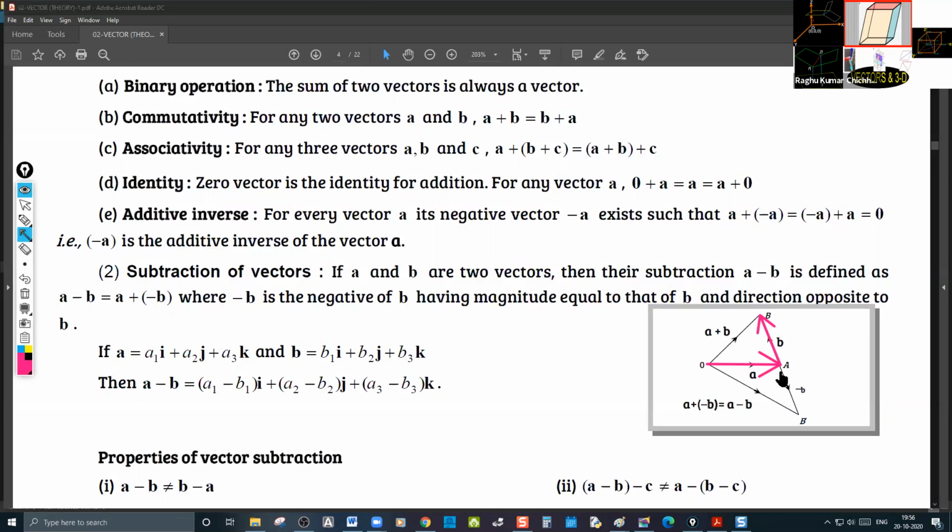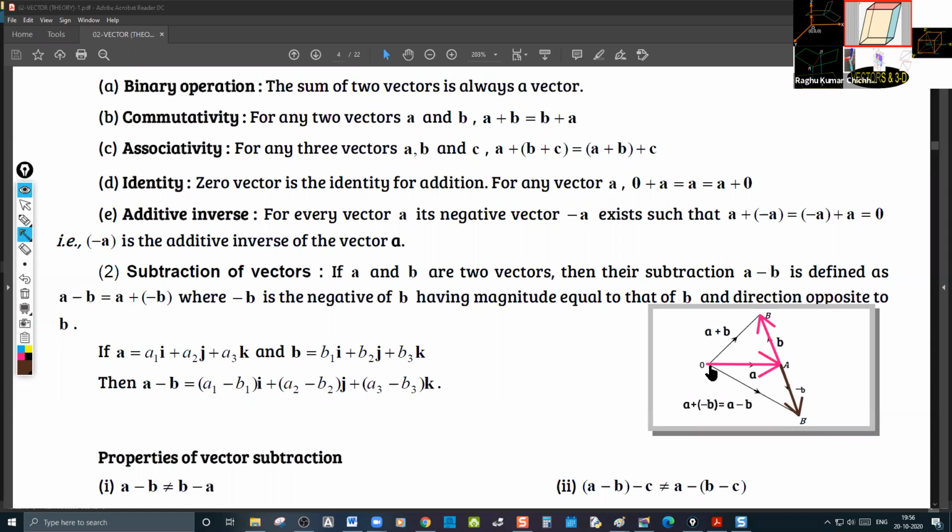Now I want to understand the subtraction here. When you take the exactly opposite direction vector, the vector which is exactly opposite in direction to B bar is nothing but minus B bar. You know that, I need not tell you. They are equal but opposite in direction. That is where the minus comes from.